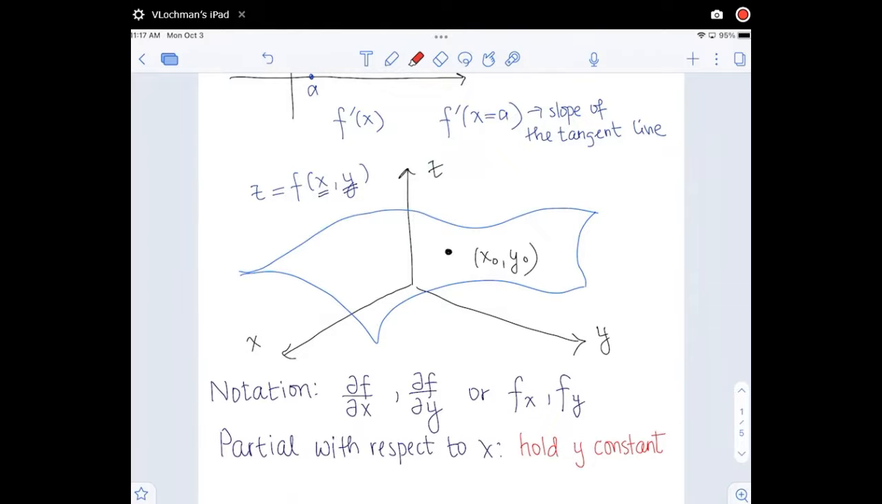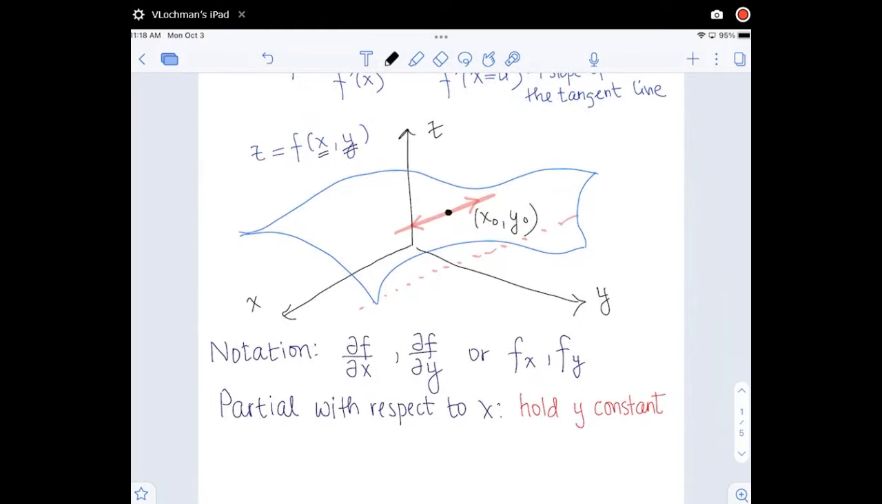So if I move just in the x direction, either this way or this way, but y is fixed, you can visualize that y is just this fixed value right here. The partial will tell us the rate of change in the direction of x. So ∂f/∂x is the rate of change of our function in the direction of x.